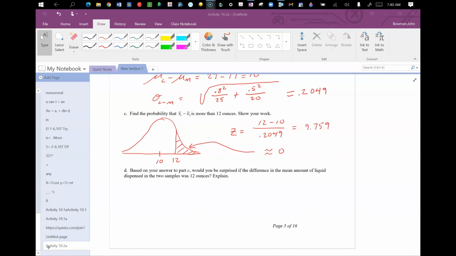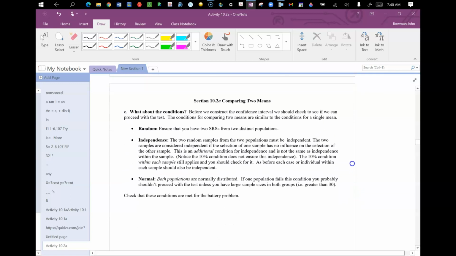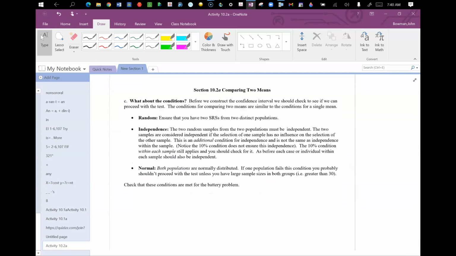So that summarizes and works through an example of the sampling distribution of the difference of sample means. What I want to do next is talk about conditions and then go on to construct some confidence intervals and interpret them. So, what about the conditions?